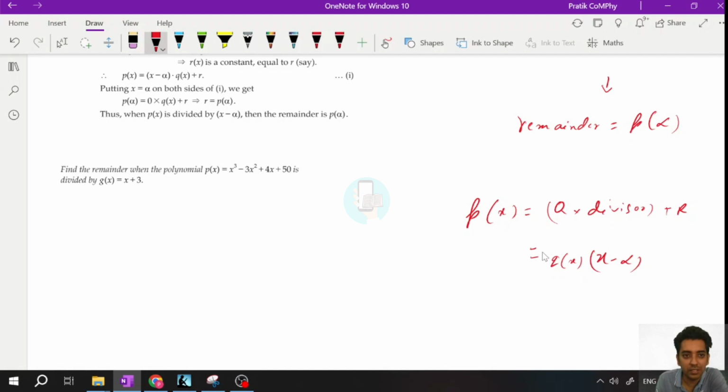Very easy to understand, right? And p of x would be this plus the remainder. I don't think there should be any doubt. Now what I need to do is, if I have been given this expression, that the dividend is equal to quotient times the divisor plus the remainder, right?